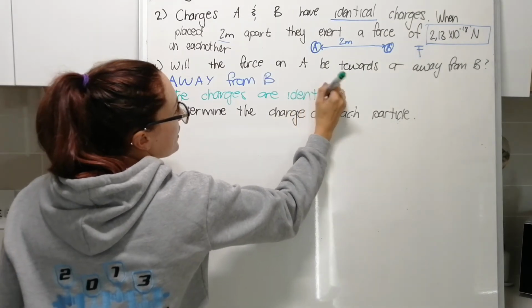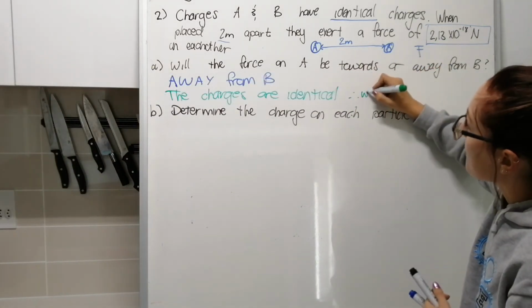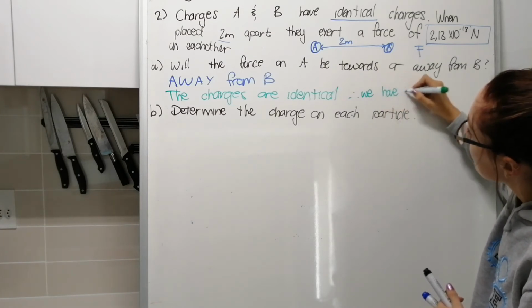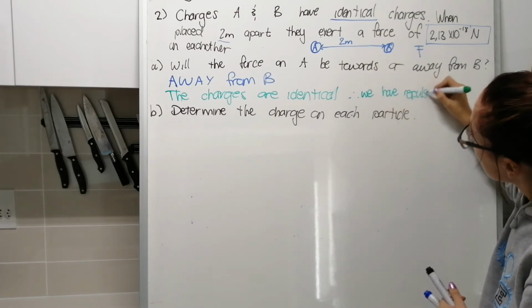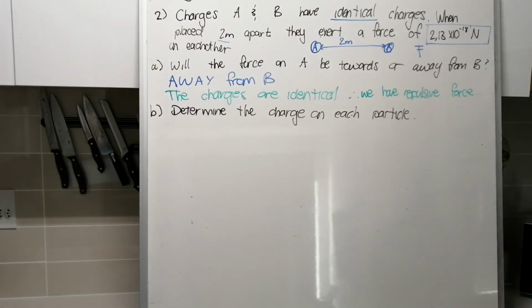Okay, and because they're identical, we have a repulsive force. Then question B says to determine the charge on each particle.